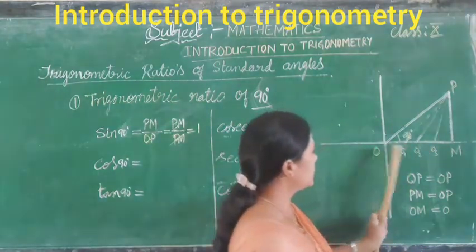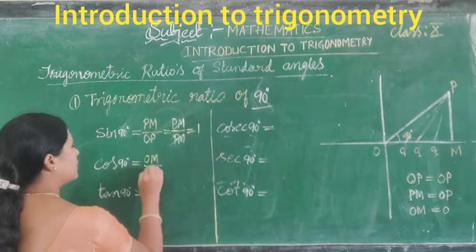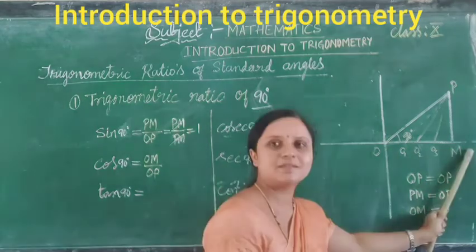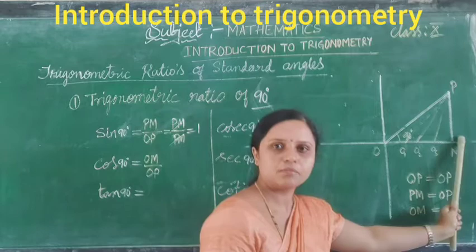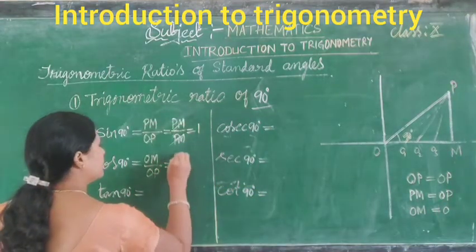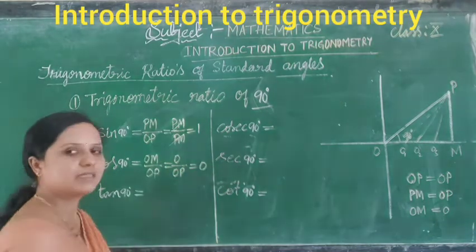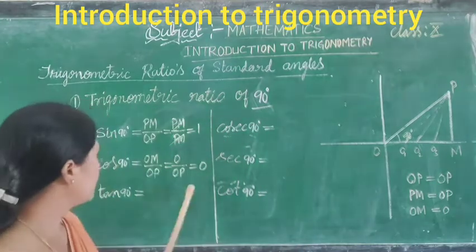So adjacent is OM. So OM divided by OP. You can see this one. This length OM becomes what? 0, because this angle is close to the angle M. That's why this OM is equal to 0. 0 by OP is equal to what? 0. 0 divided by anything is equal to what? 0. Okay, you can write 0.